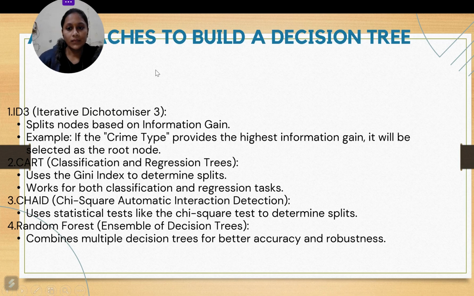Now, what are the techniques to build a decision tree? First is ID3, Iterative Dichotomiser 3. Splits nodes based on information gain. For example, if the crime type provides the highest information gain, it will be selected as root node. Second is CART, classification and regression trees. Uses the gini index to determine splits, works for both classification and regression tasks. Third is CHAID, chi-square automatic interaction detection. It uses statistical tests like the chi-square test to determine splits. Next is random forest, an ensemble of decision trees. It combines multiple decision trees for better accuracy and robustness.